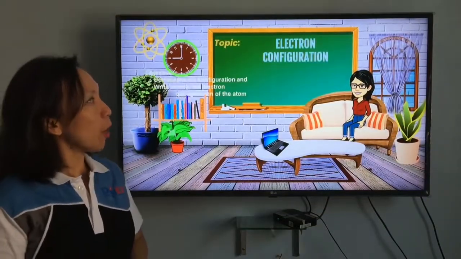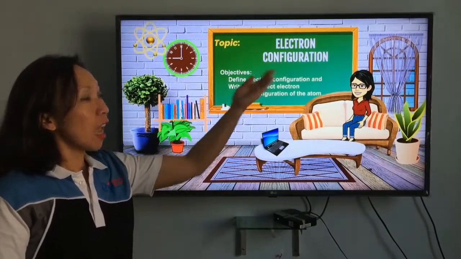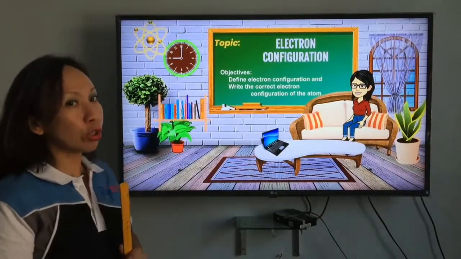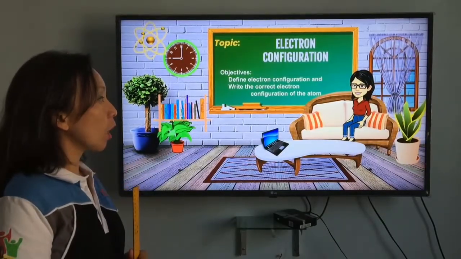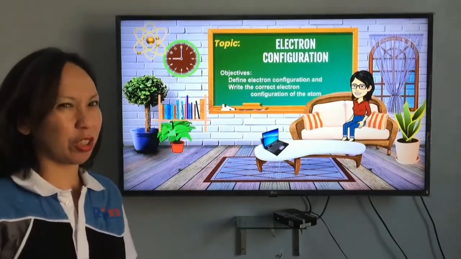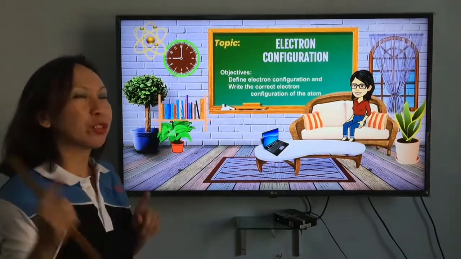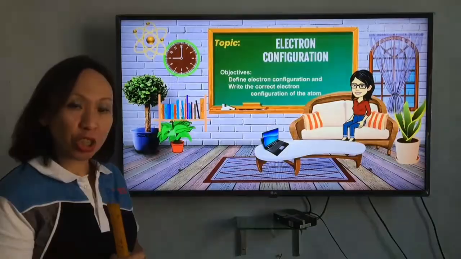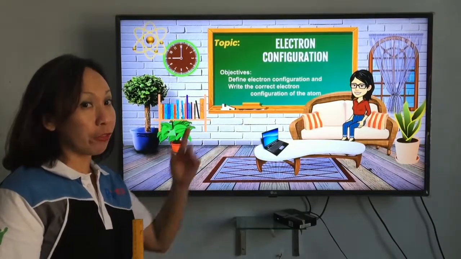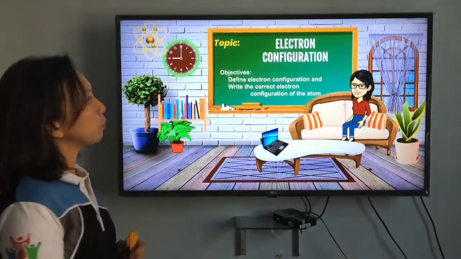Okay, so our topic for today is about electron configuration. And the goals of today's discussion are: you have to define what electron configuration is, and you have to write the correct electron configuration of the atom. Remember the following objectives.